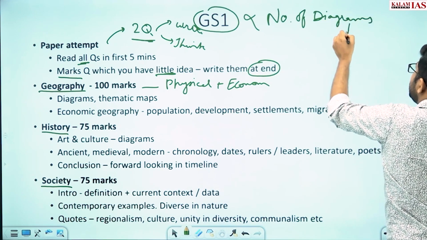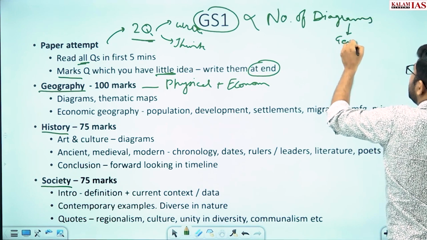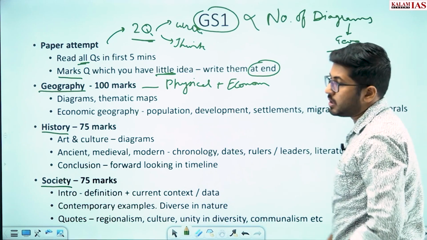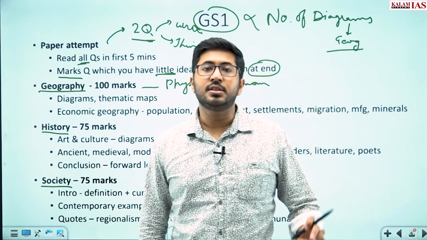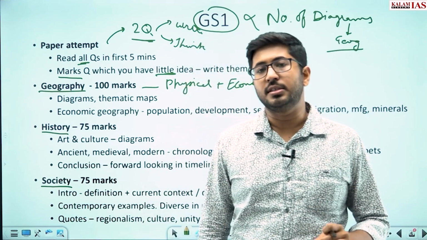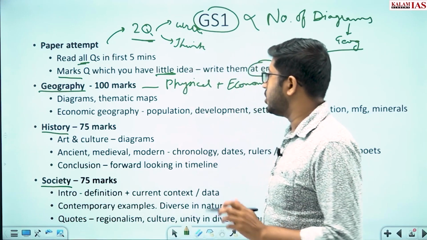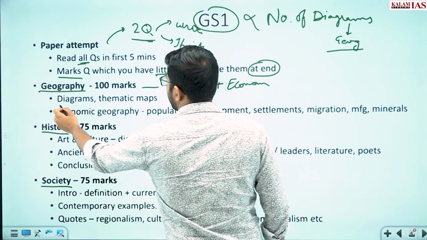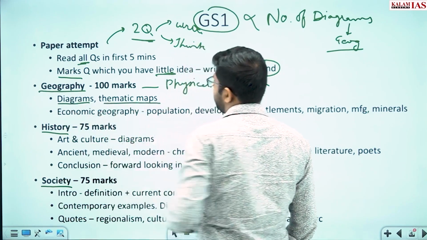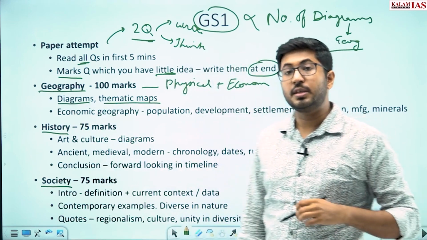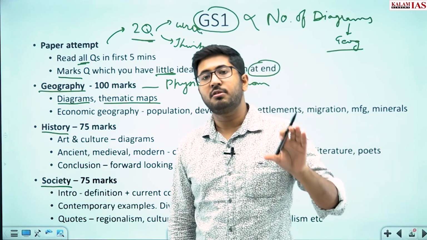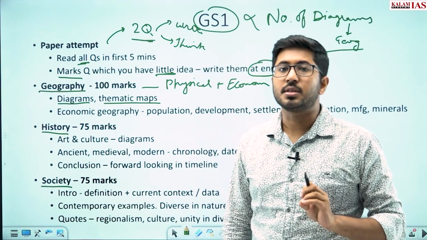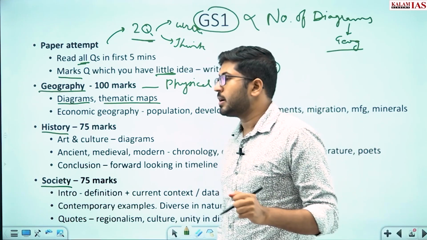And it becomes very important in geography, because if a geography answer has no diagram, that answer is incomplete. That answer needs a lot of refinement, that answer needs a lot of value addition. So in geography, diagrams are very important, and even thematic maps are very important. So what is the meaning of thematic map? Thematic map means drawing only that part of the map which is required in the answer. So again I'll give you an example.